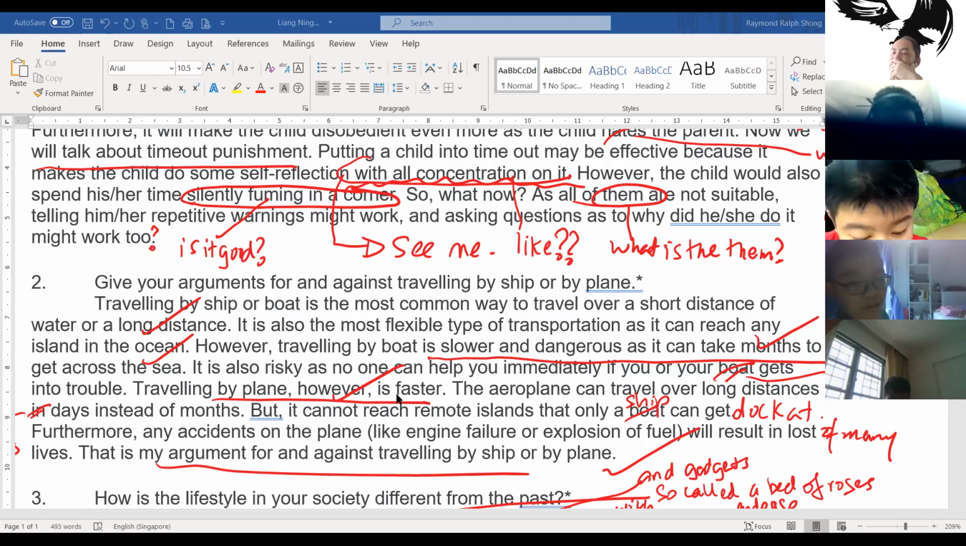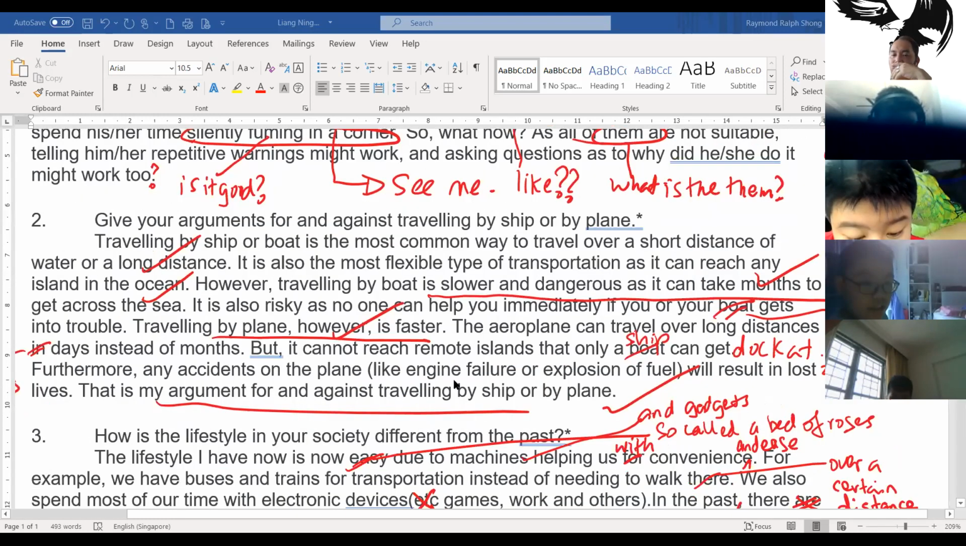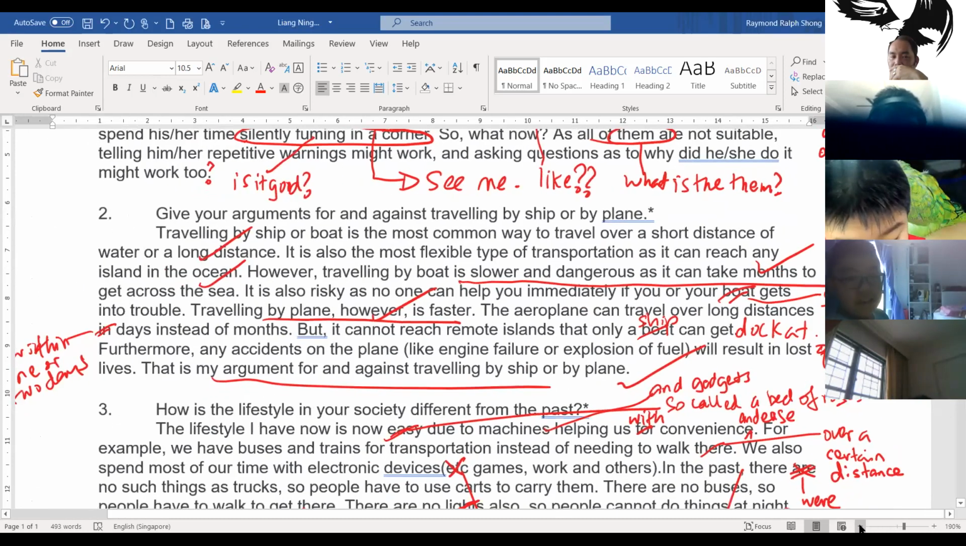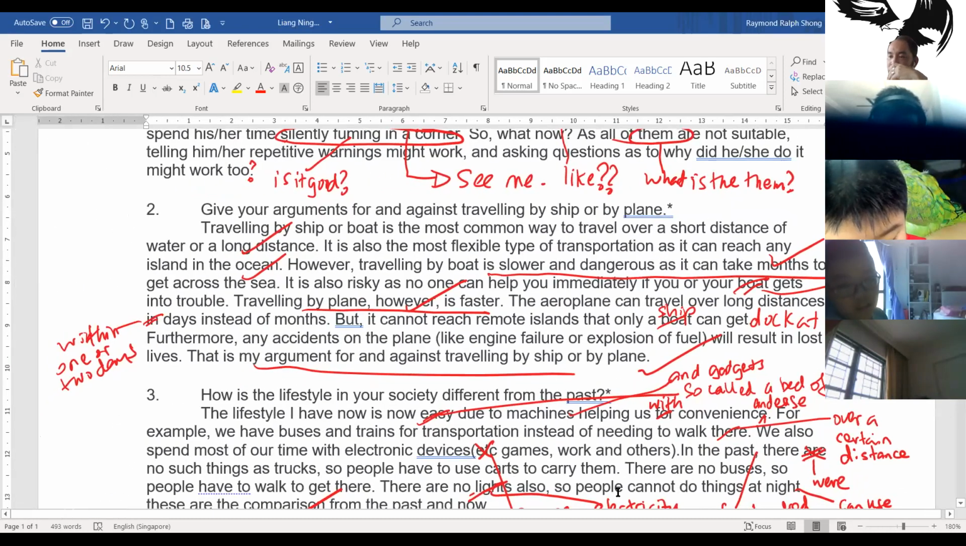Traveling by plane, however, is faster. The aeroplane can travel over long distance in days instead of months, but it cannot reach remote islands that only a ship can dock at. Furthermore, any accident on the plane, like engine failure or explosion of fuel, will result in lost lives. That's my argument for and against traveling by ship or by plane.